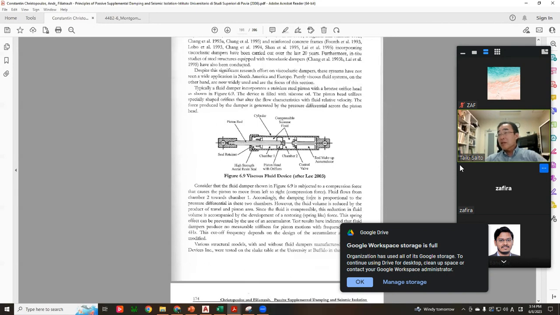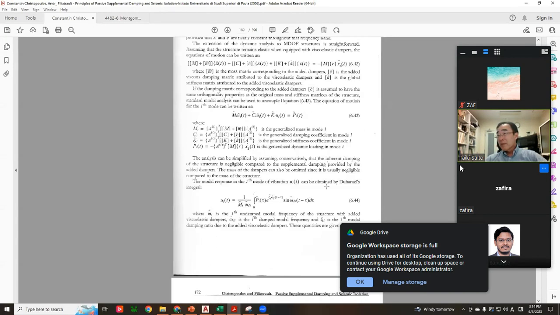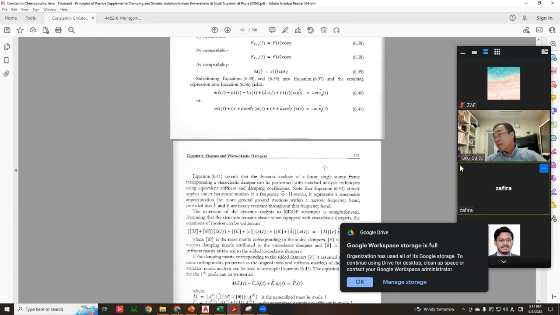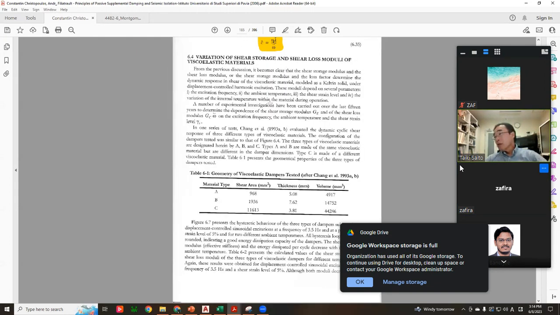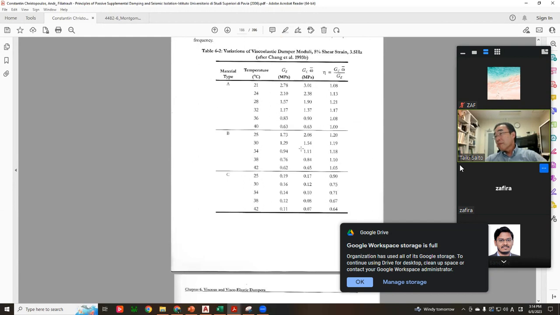This is a test conducted in this book. Yes, Sensei. So if you test this material with different omega, you will get different eta. You cannot use this eta for your case because omega is different. So I just have to replace this omega, and then I can get a different loss factor. Yeah, those factors may change depending on the frequency.